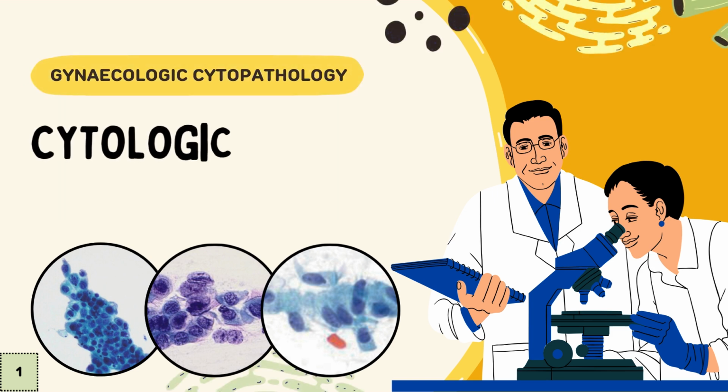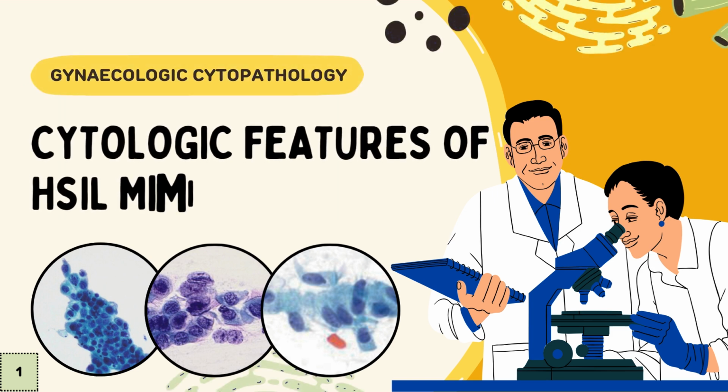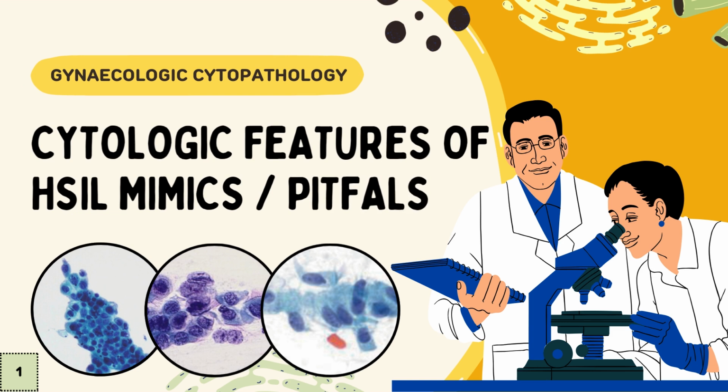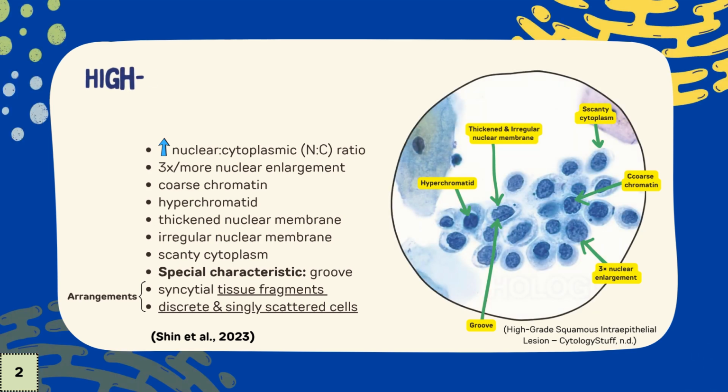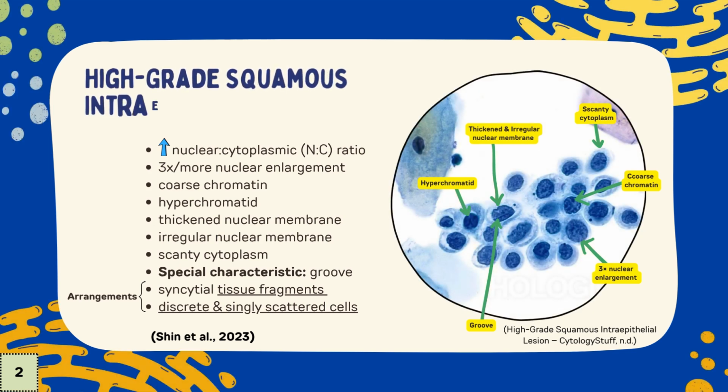Hello, today we are going to explain the cytologic features of HSIL mimics or pitfalls in gynecologic cytopathology. Before we dive further into HSIL mimics and pitfalls, let us revise a few characteristics of high-grade squamous intraepithelial lesions, HSILs. It starts with a high NC ratio with three times or more nuclear enlargement, coarse chromatin, hyperchromasia, and a thickened and irregular nuclear membrane with scanty cytoplasm.